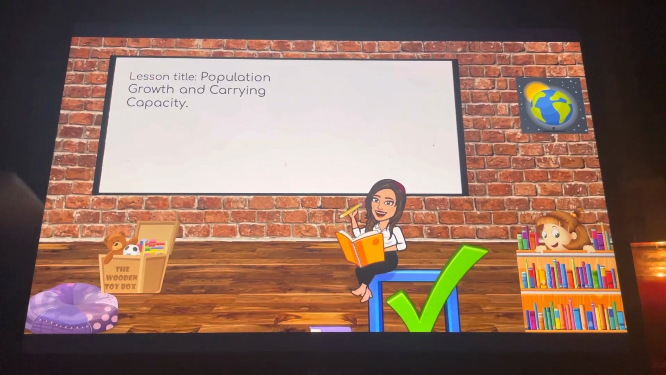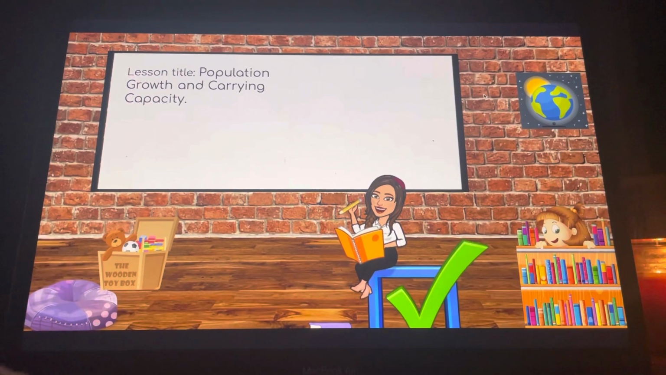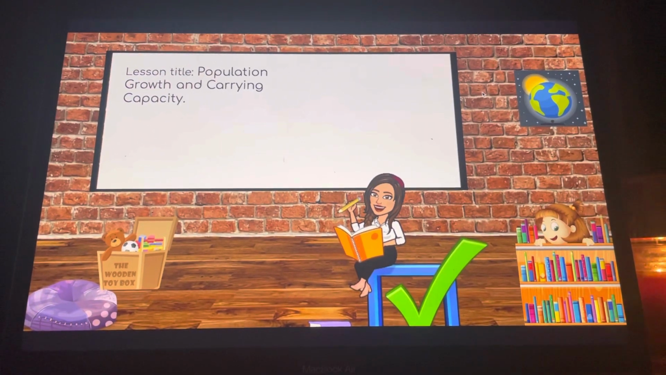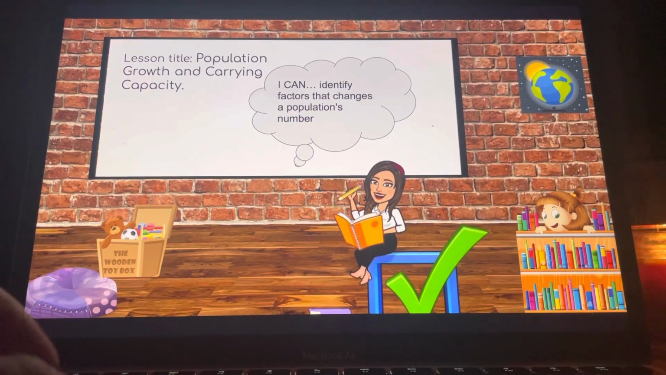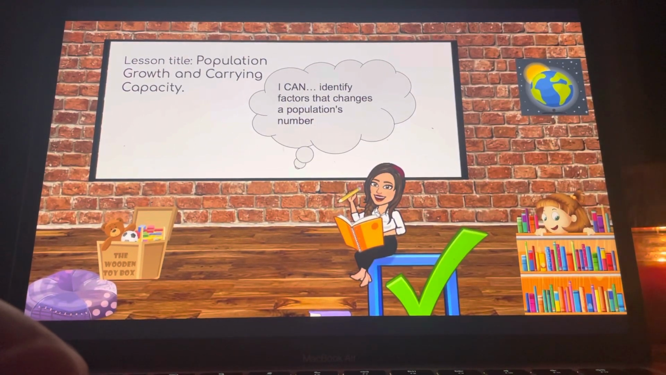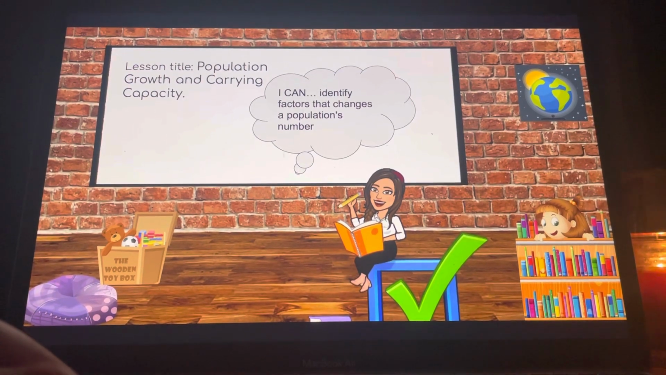For today's lesson, we will be dealing with population growth and carrying capacity. For today's I can, identify the factors that change a population's growth or decline.